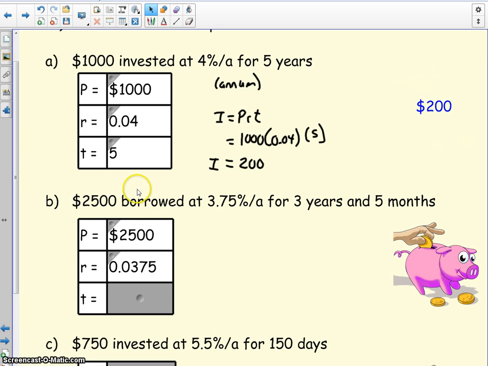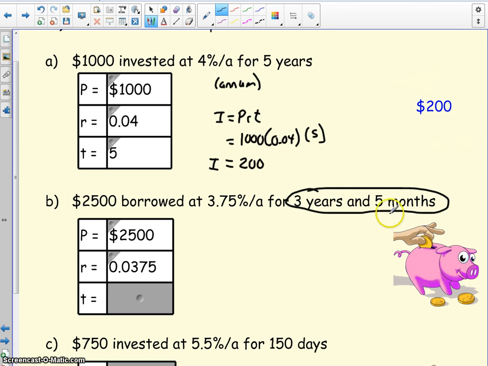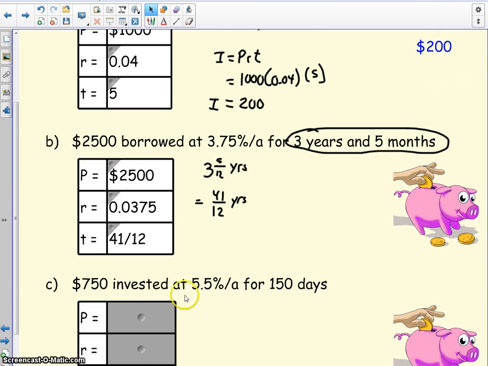The only thing that's really tricky here is remember that your time has to be in years, and I've given you 3 years and 5 months. So we gotta make sure we convert that into years. Remember that there's 12 months in a year, so we have 3 and 5 over 12 years. You should convert that to an improper fraction: 12 times 3 is 36, plus 5 is 41, so it's 41 months, so 41 over 12 years. That is what we would put in the equation for T.